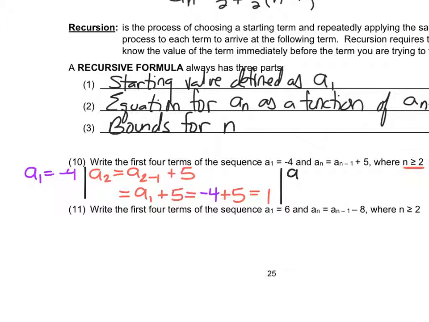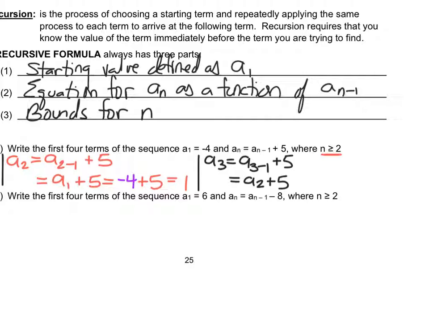A sub 3 is really a sub 3 minus 1 plus 5, which is the same as saying a sub 2 plus 5, which is to say that we're taking the 1 and adding 5 to it, which gives me a what? 6. All right, so all this formula is telling us to do is take your previous answer, add 5 to it to get your new answer.